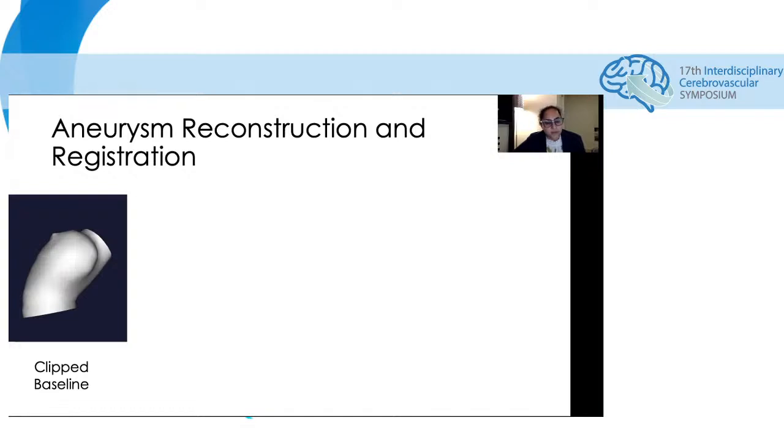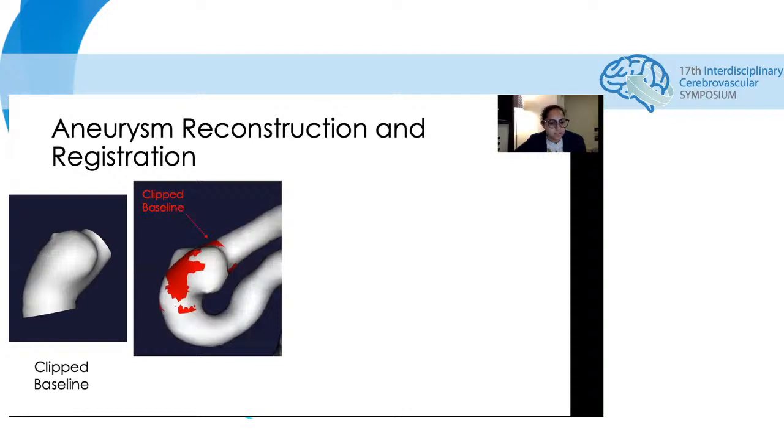So you'll see other reconstructions that have longer, more perpendicular cuts. This was as close as possible to the neck without cutting into the aneurysm body itself. And this is a left ICA aneurysm we're looking at right now.